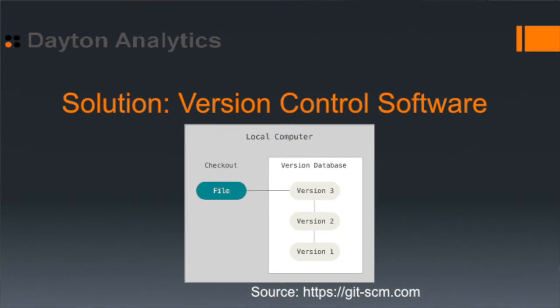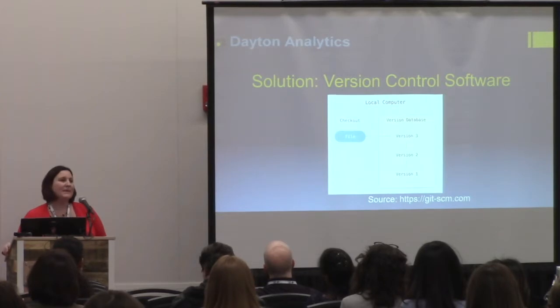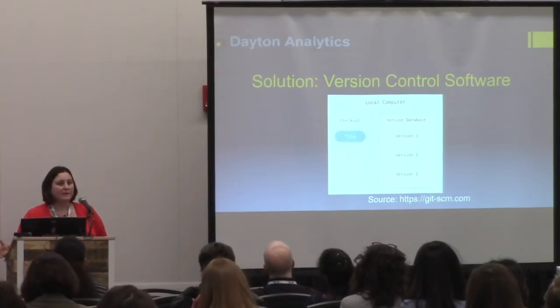So version control manages different versions of your files. It archives your old files. It helps you to merge your changes so that you can collaborate with teammates. The most common example is Git. You can also use things like Microsoft Team Foundation Server or Subversion.